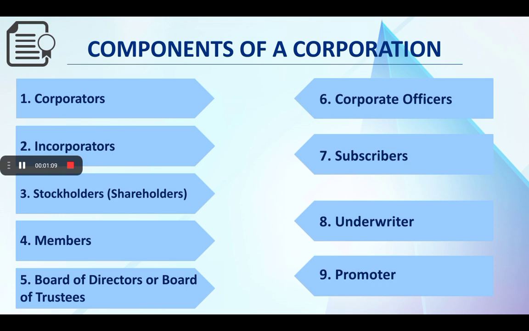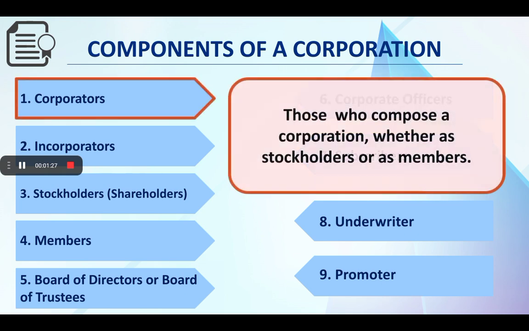There are 9 components of a corporation: the corporators, incorporators, stockholders or shareholders, members, board of directors or board of trustees, corporate officers, subscribers, underwriter, and promoter. So first is the corporators. Corporators are those who compose a corporation whether as stockholders or as members. In short, ang corporators ang bumubuo sa isang corporation.